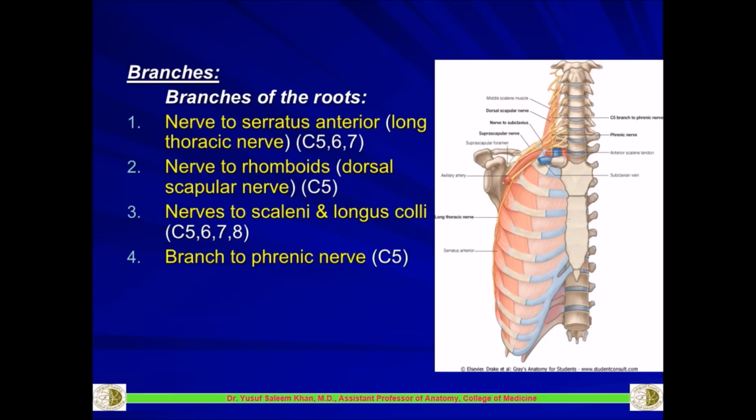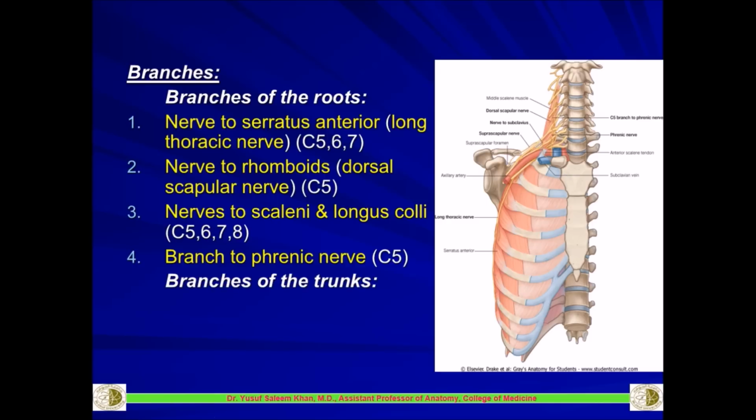So these are some of the branches which are coming from the roots. So nerve to serratus anterior, which is also called the long thoracic nerve. The nerve to rhomboids, which is also called the dorsal scapular nerve. Nerves to scaleni as well as the longus colli, which are the muscles in the neck, and the branches to the phrenic nerve. So these are the branches which are coming directly from the roots. They are not from the trunks, they are directly from the roots.